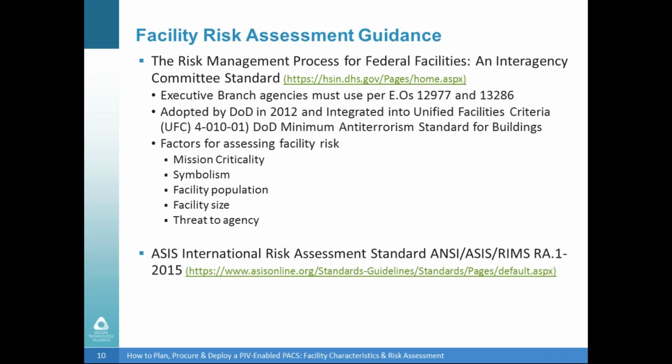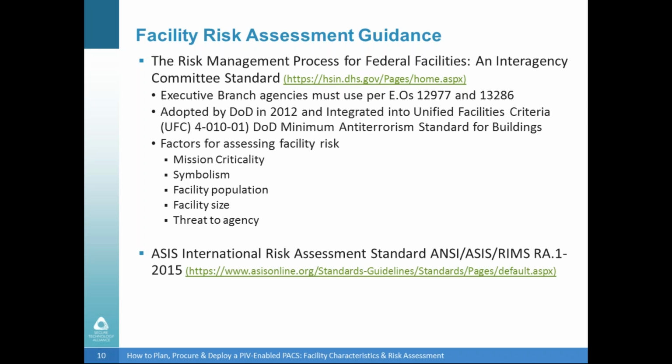The Interagency Security Committee, or the ISC, was established by Executive Order 12977 following the bombing of the Alfred P. Murrah building in Oklahoma City, requiring federal departments and agencies to develop security policies for federal facilities and requiring compliance for all executive branch agencies. Executive Order 13286 reassigned the ISC oversight from the General Services Administration to the Department of Homeland Security.